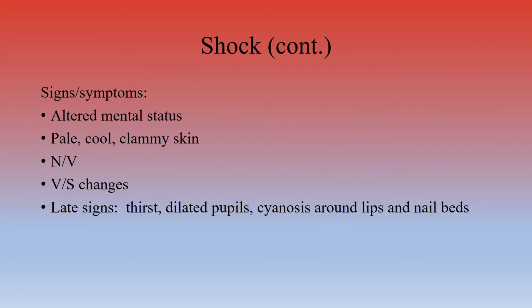Signs and symptoms of shock: the patient will have an altered mental status, behavioral changes. Usually the family, they notice this right away, that the patient's not acting right. They'll have pale, cool, and clammy skin. And because the blood is being shunted to the more important organs, such as the heart, the brain, and the lungs, and not going to the digestive system, you'll see nausea and vomiting with the patient. Also, vital sign changes, that increase in heart rate, increase in respirations, and toward the end, late sign of dropping blood pressure. Some other late signs are thirst, dilated pupils, and cyanosis around the lips and the nail beds.